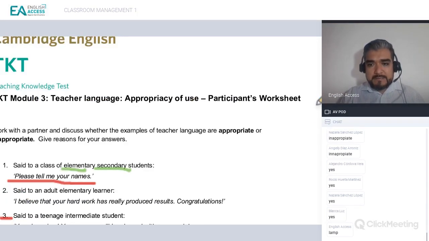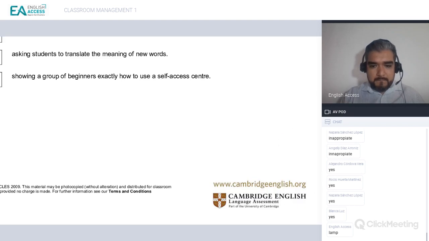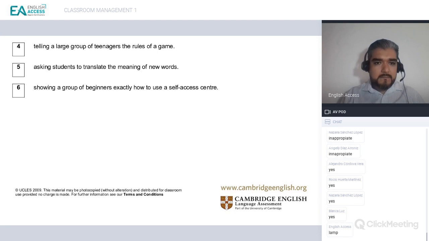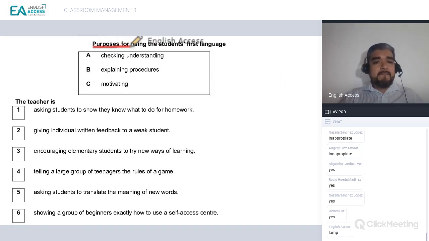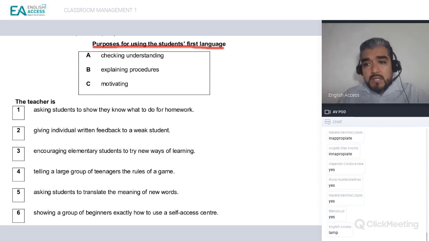Okay. We're going to try this activity. Let me see. Okay, we have purposes for using the student's first language. Look at this. Sometimes we can use only English in the class. But sometimes, especially with basic students, you use Spanish in your class. It depends on your beliefs and it depends on your approach. It also depends on your methodology, right? But imagine that you use Spanish in your class because you are in Mexico and Spanish is our first language, right?